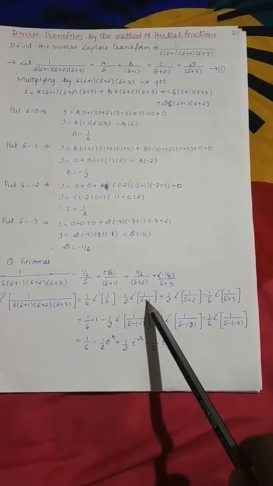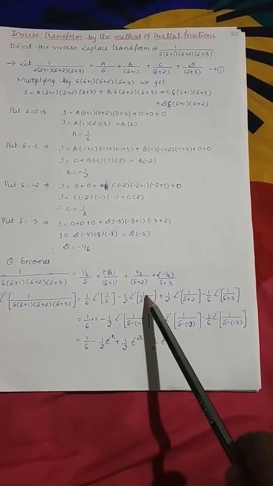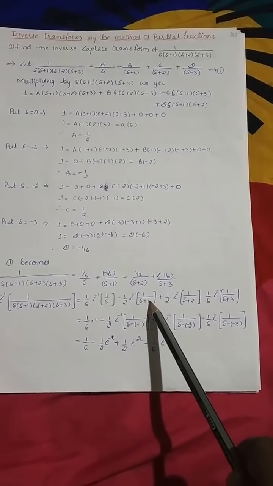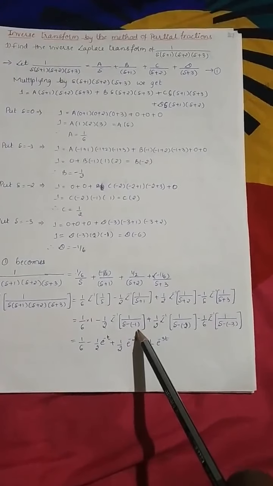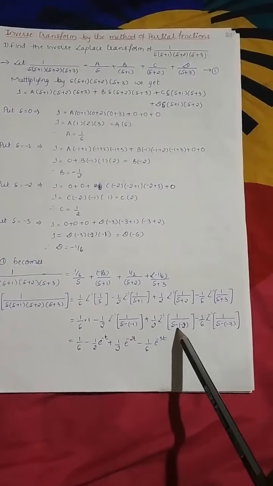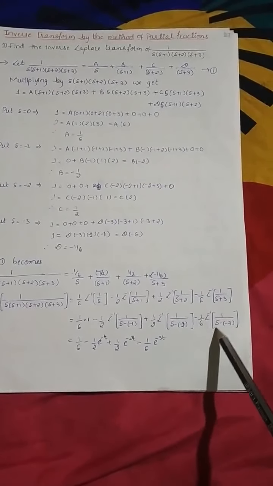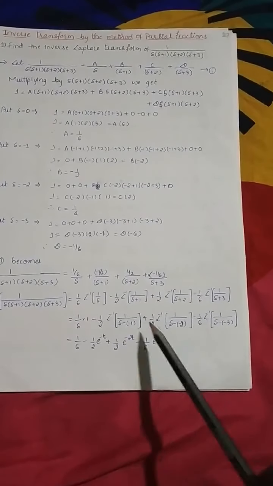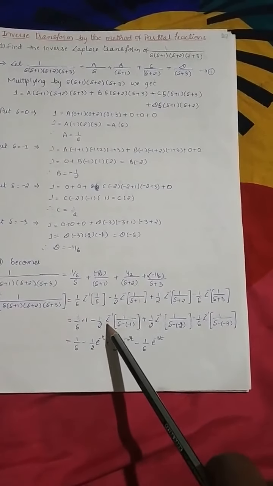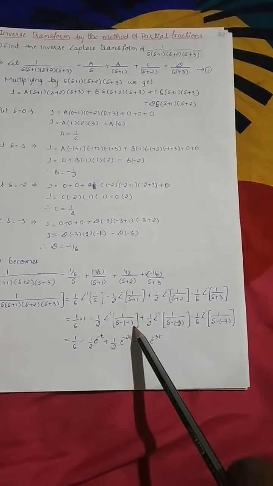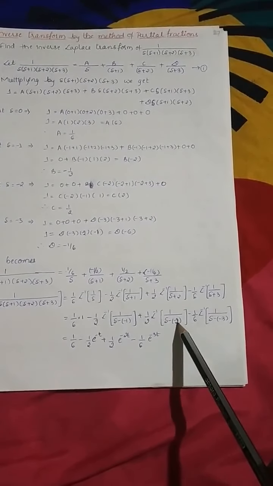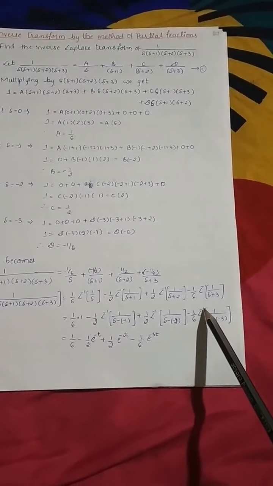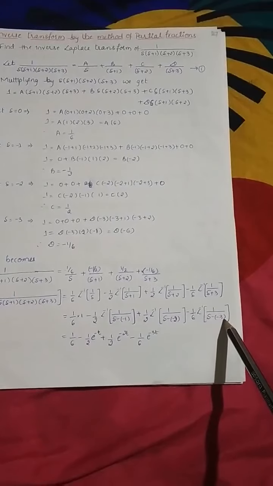Minus 1 by 2 into L inverse of, I just want this term in the form of 1 upon s minus a. Therefore, I am just rewriting this step as 1 upon s minus of minus 1. Similarly, here 1 upon s minus of minus 2. Here also 1 upon s minus of minus 3. That is, 1 by 2 into L inverse of 1 upon s minus of minus 1, plus 1 by 2 into L inverse of 1 upon s minus of minus 2, minus 1 by 6 into L inverse of 1 upon s minus of minus 3.